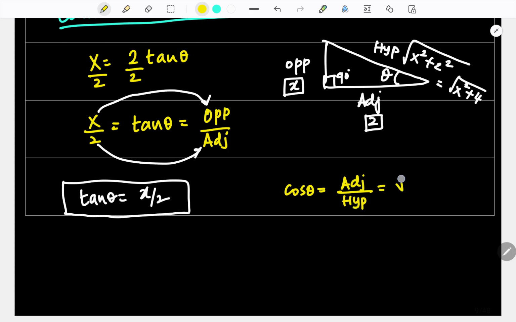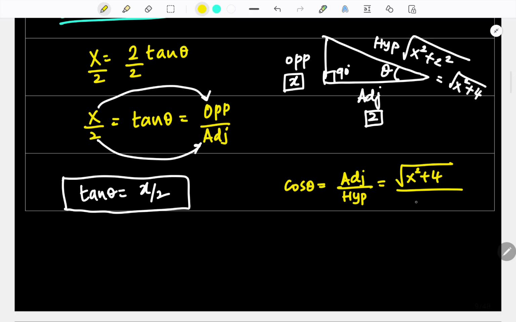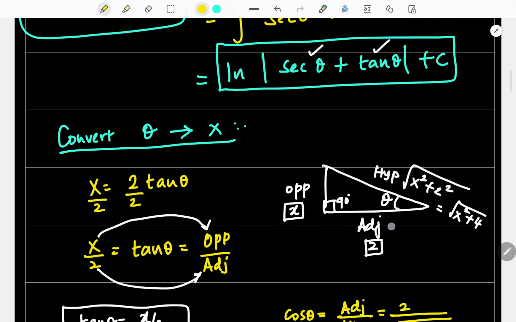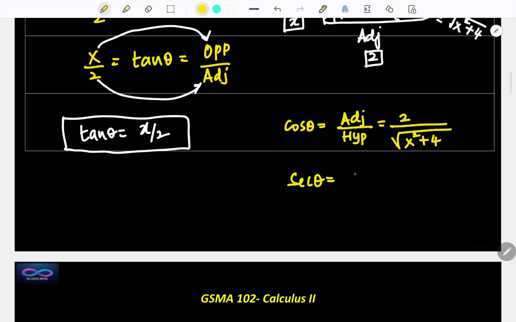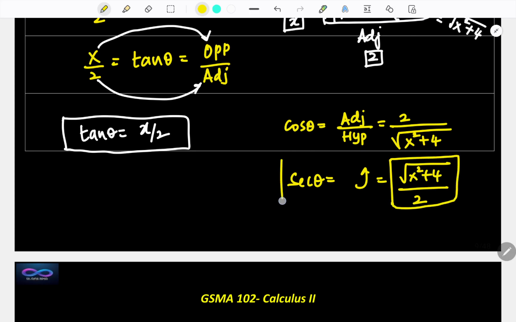What is adjacent? Square root of x square plus 4. What is your hypotenuse? Sorry, what is your adjacent? Adjacent is 2. What is your hypotenuse? Divided by square root of x square plus 4. Right? So now we want secant theta because in the answer you have secant theta. So secant theta equals, just flip it, which is square root of x square plus 4 divided by 2.